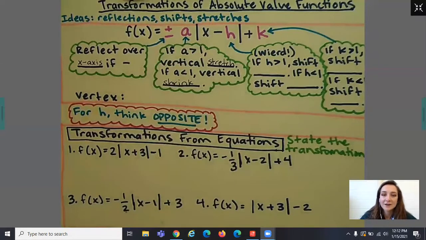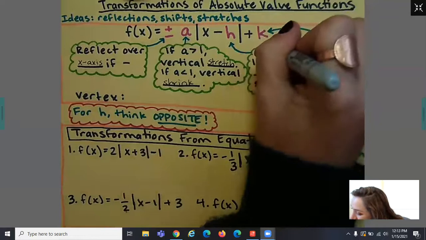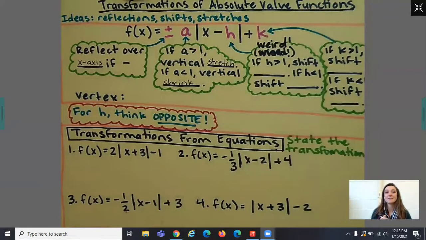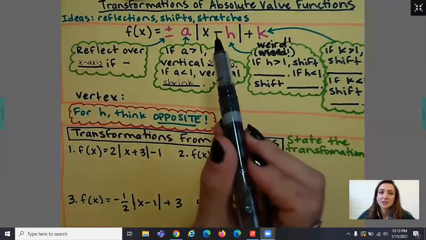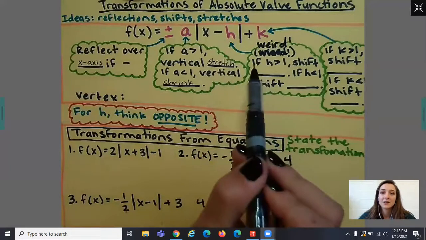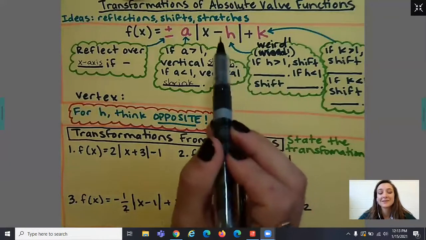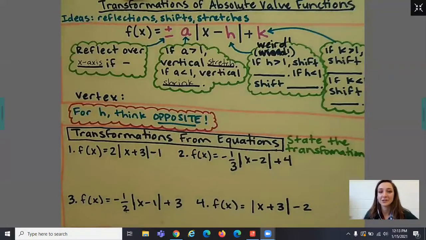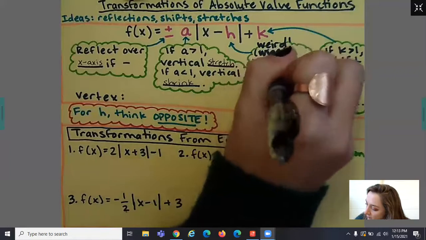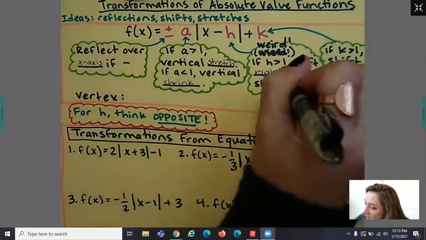Okay, let's look at our h value, and I always spell weird wrong, and of course I spelled it wrong here. So weird is actually W-E-I-R-D, okay, weird, but h is your weird one because in the form it's x minus h. So that means the minus means whatever you're thinking, it's going to be the opposite of that. So if h is greater than 1, and this is not normal, so this is going to be very, very strange. If h is greater than 1, shift right. If h is less than 1, shift left.